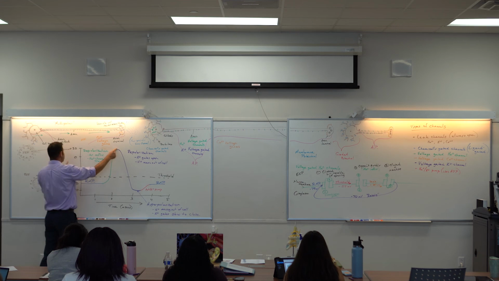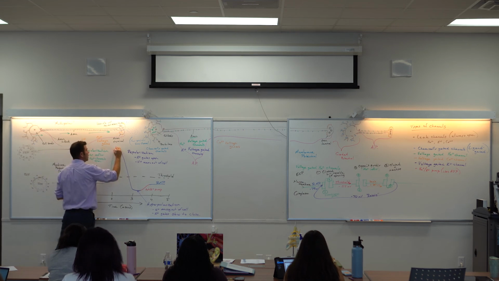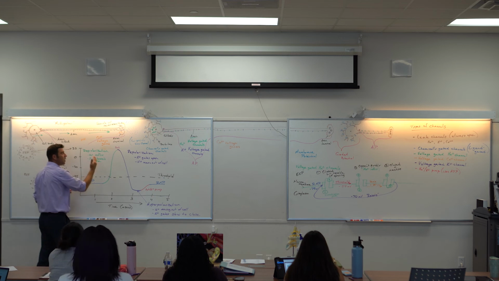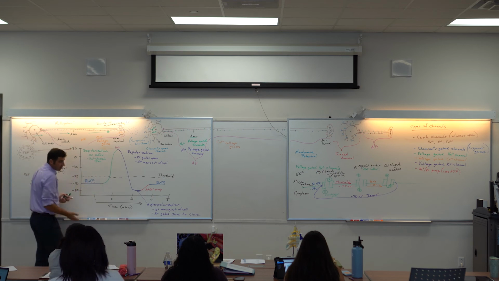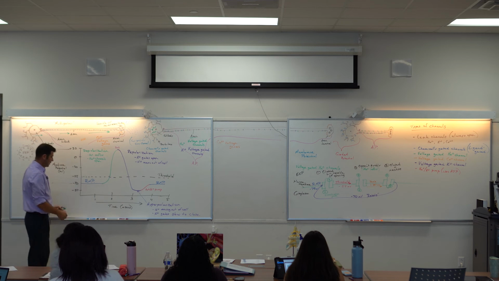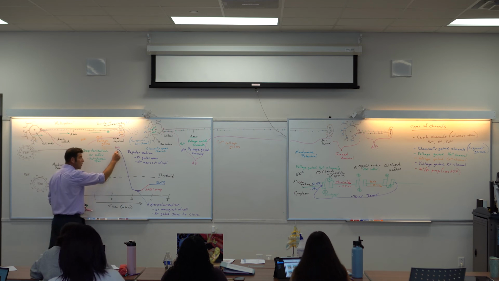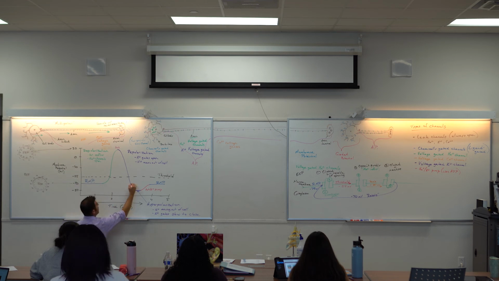And then as soon as we hit plus 30 millivolts, this is the peak of that action potential, where those voltage-gated sodium channels close. So instantly, we no longer have sodium rushing into the cell. Instead, we're going to see potassium start to leave the cell. Like we said, this voltage-gated sodium channel is going to stay closed until we repolarize down to negative 70 millivolts.